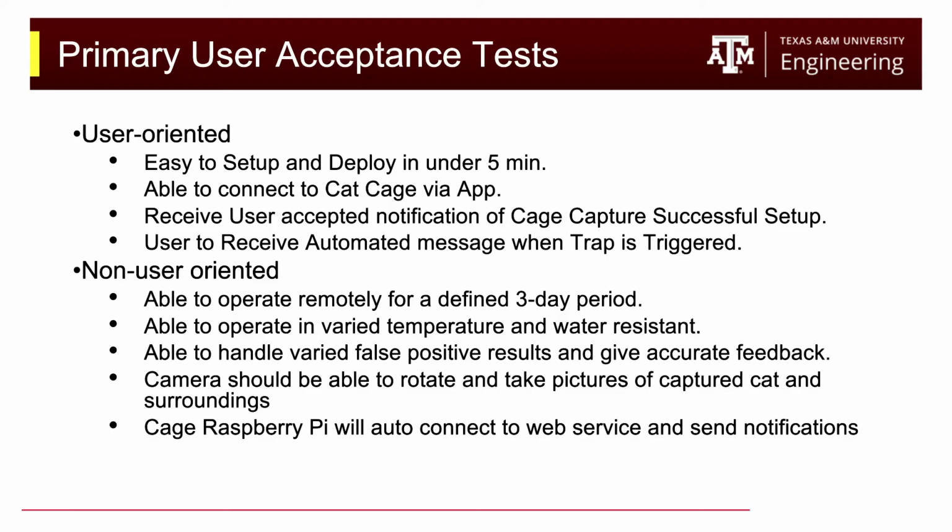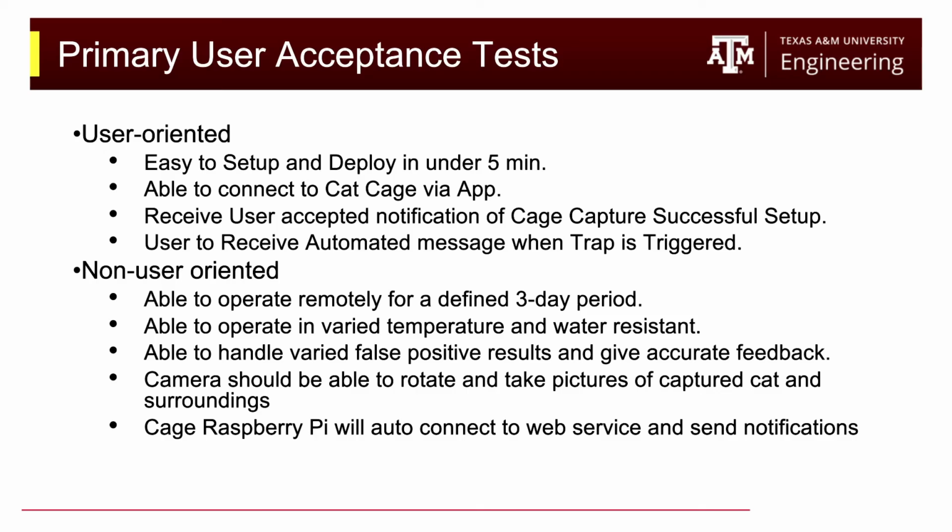We have some non-user oriented tests to be able to operate remotely for a defined period of 3 days, able to operate in varied temperatures and water resistant, able to handle verified false positive results and give accurate feedback. The camera should also be able to rotate and take pictures of a captured cat and or immediate surroundings. The cage Raspberry Pi will also be able to auto-connect to a web service to be able to send notifications to the user.